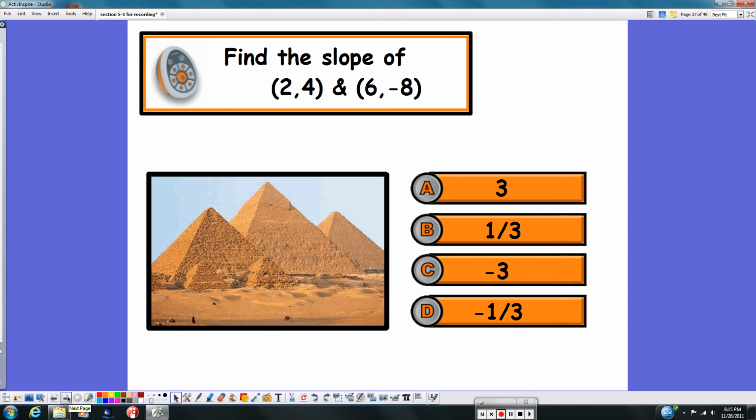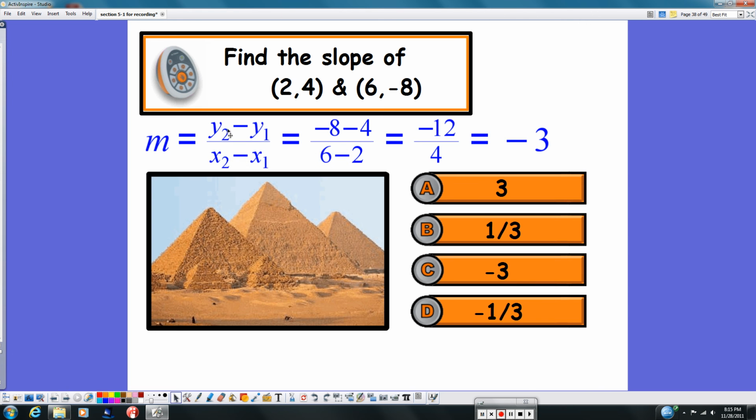Let's practice another one. Again, using our formula, y2 minus y1 over x2 minus x1. We're going to take y2, negative 8, minus y1, or positive 4, so negative 8 minus 4. x2 is 6 minus 2, which is 4, so we get negative 12 over 4, which is negative 3.